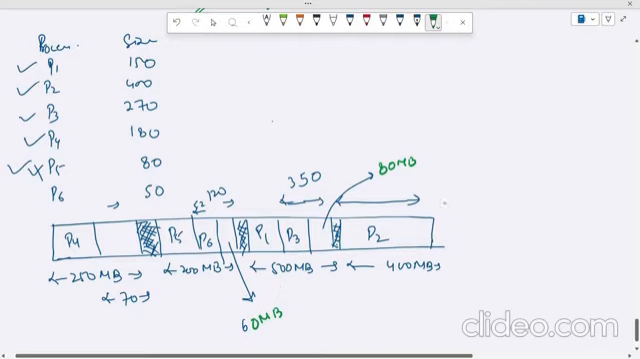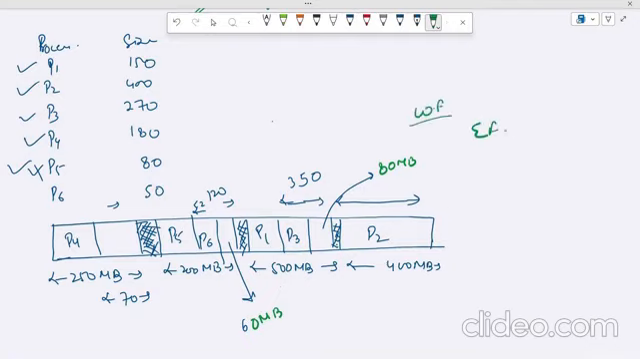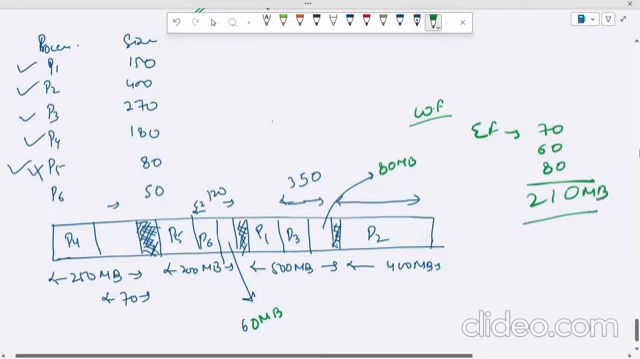So now let's calculate the external fragmentation in worst fit. Okay, so 70, 60, 80. So it becomes 210 MB of space wasted, or you can say 210 MB of external fragmentation in worst fit.